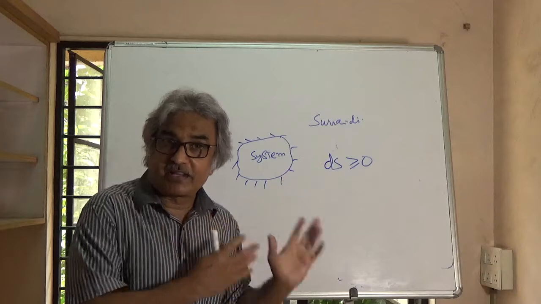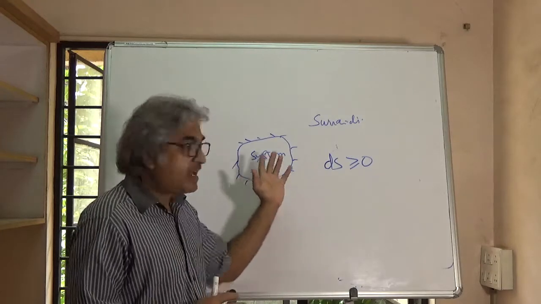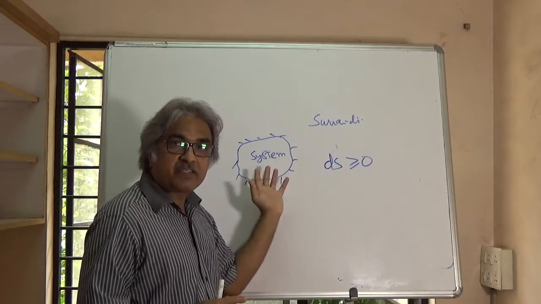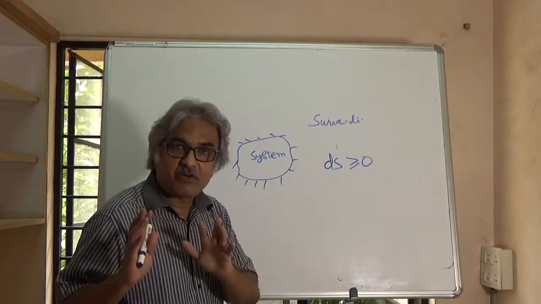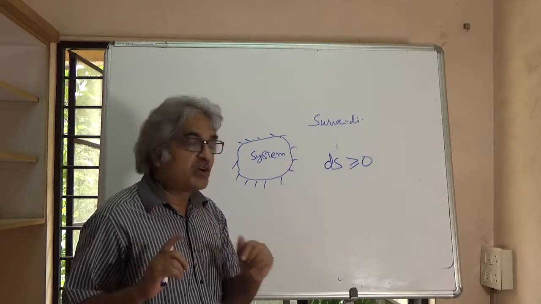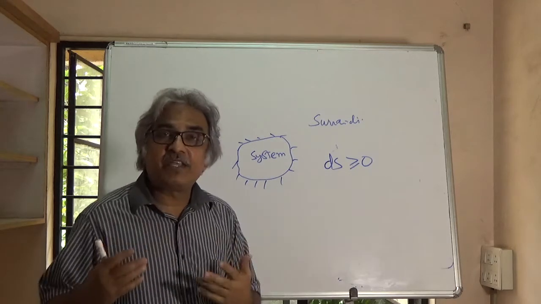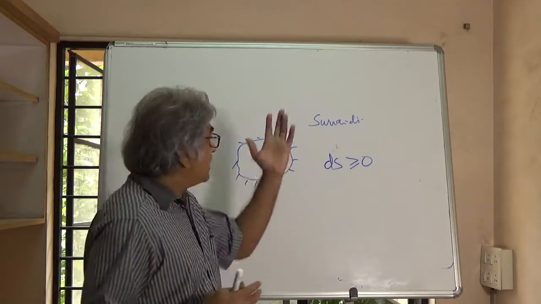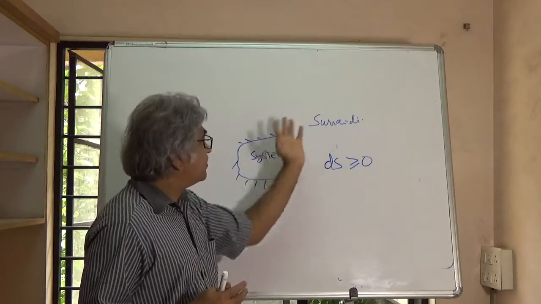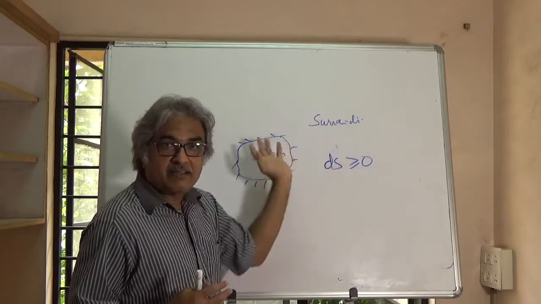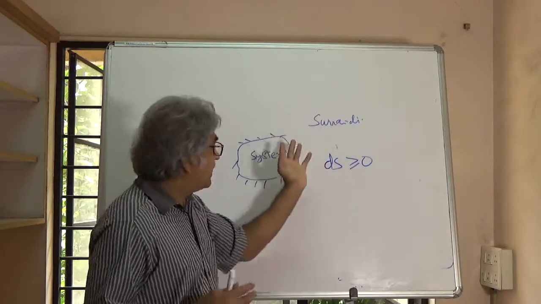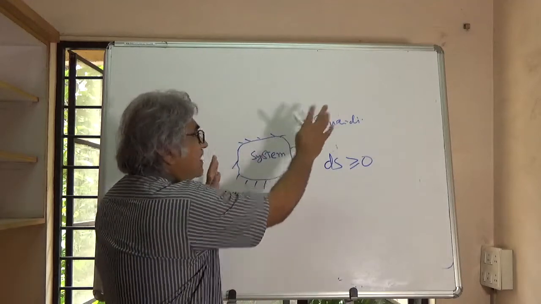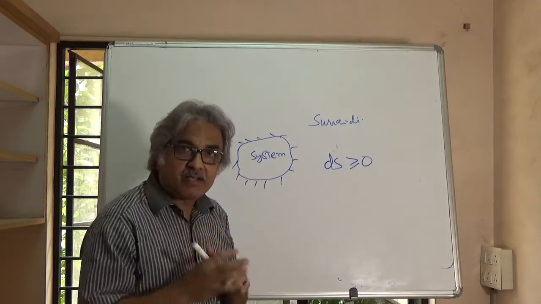Remember this. You can understand this. System and surrounding. Entropy of the system increases. Why? Because we have just proved it is undergoing an irreversible process. Surrounding is unaffected because there is no heat interaction, right? There is no work interaction. The system is isolated. System plus surrounding is universe.